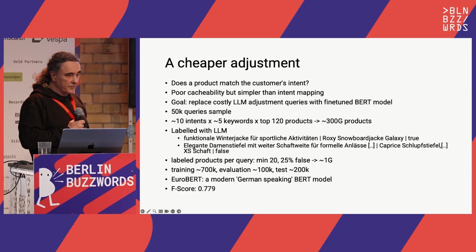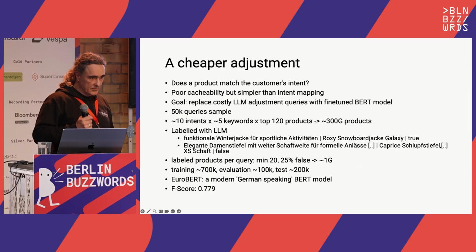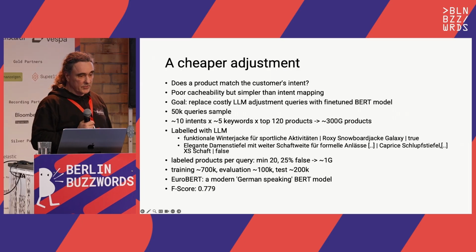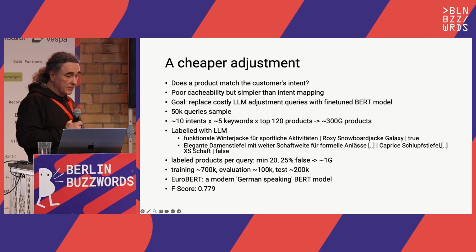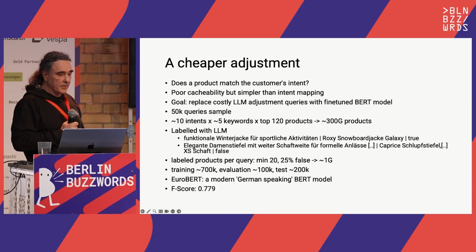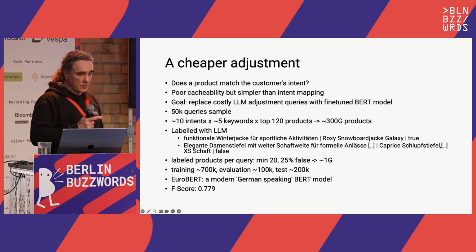We used a 50K query sample, mapped these 50K queries to 10 intents each, to 5 keywords each, and to the top 120 products for each keyword, and ended up with a set of 300 gig of products, which we labeled with an LLM. This looked more or less like this.